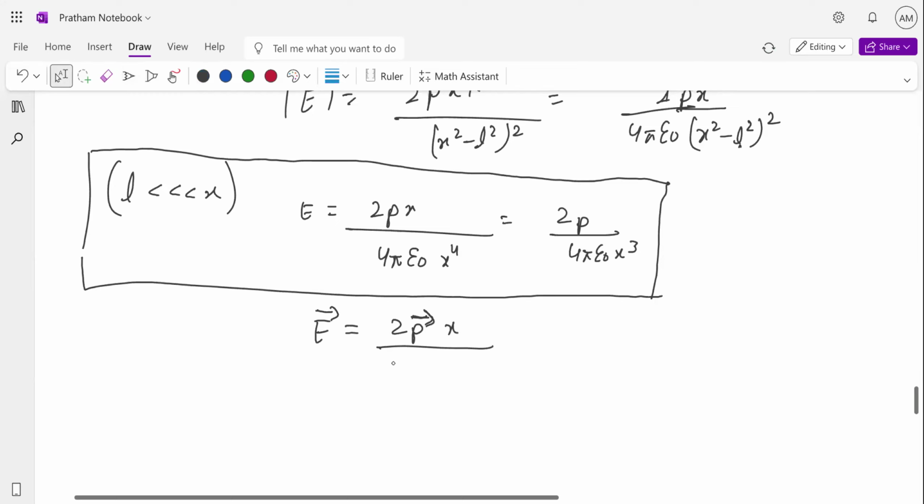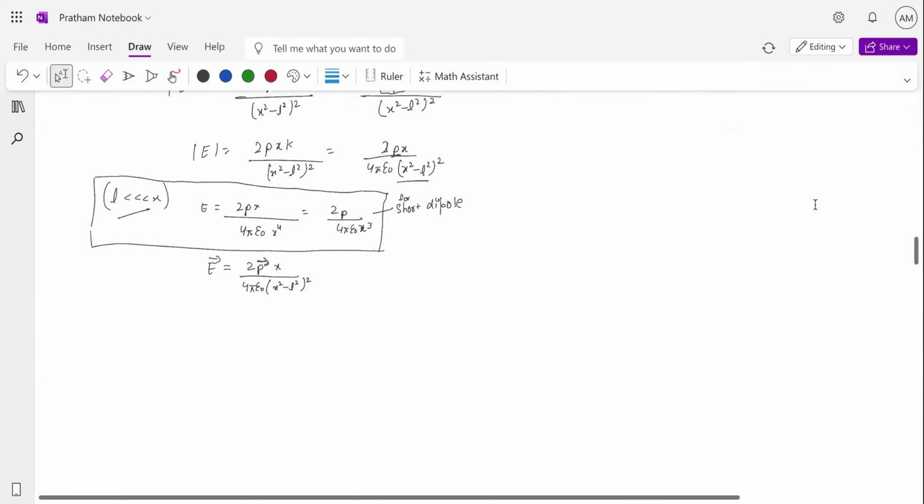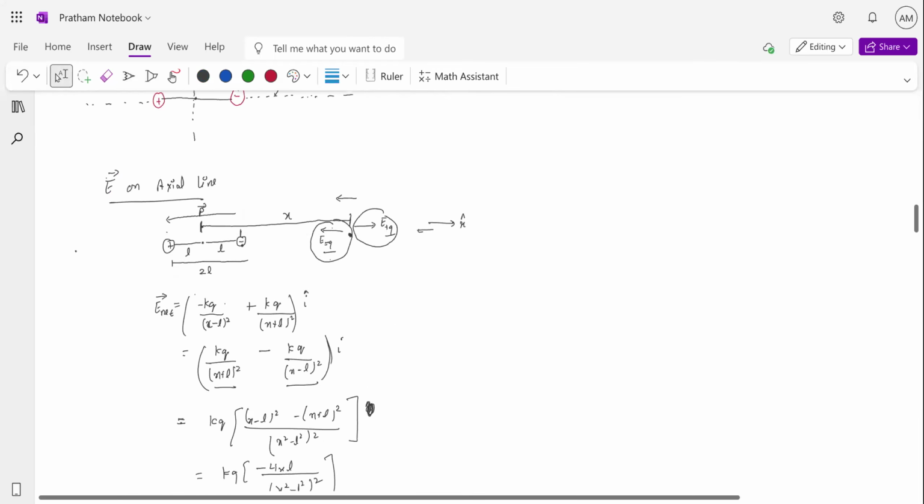So what is the real formula? You have to remember the real formula also: 4 pi epsilon naught times x square minus L square. If the question says it is a short dipole, we assume this condition, that your L is going to be very, very small. So we don't have to take care of these x square minus this and the other parameters. For a short dipole, you can write this. So this is what your electric field due to the dipole on the axial line looks like.